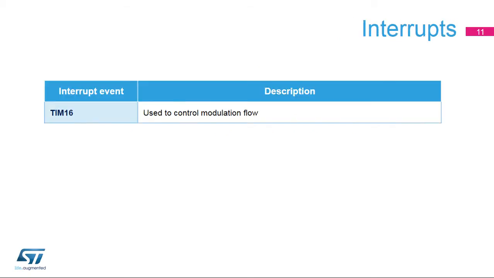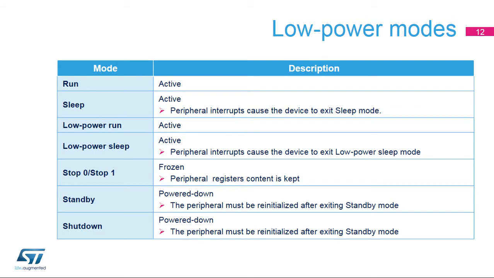No interrupt is associated directly with the infrared timer. However, the timer 16 interrupt is used to control the modulation of the output signal. The infrared timer can be active only in run and sleep modes. In all other low-power modes, including stop, standby, and shutdown modes, the infrared timer must be disabled.